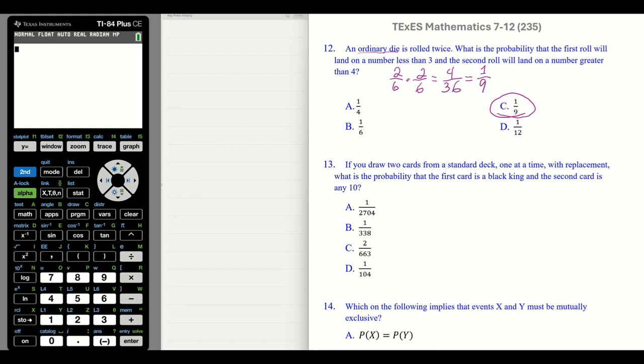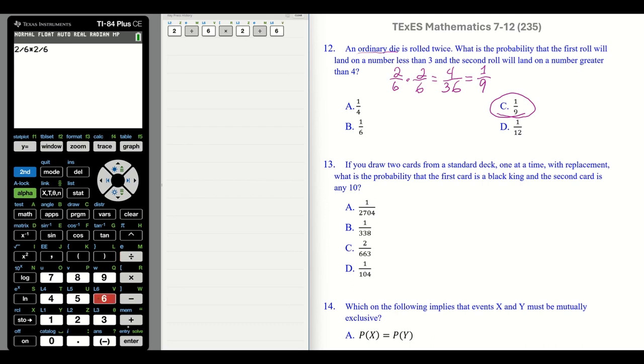We can just put that in the calculator. We don't need to use parentheses. So we have 2 divided by 6 times 2 divided by 6. Enter. Of course, we need a fraction. So math, enter, enter. 1/9.